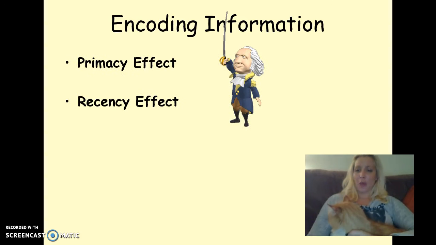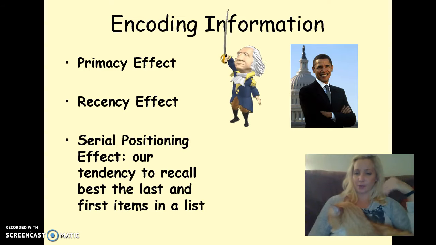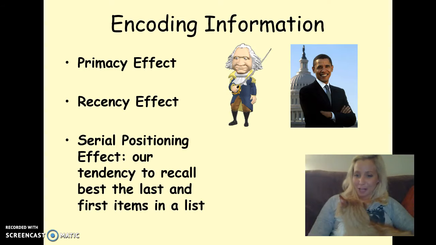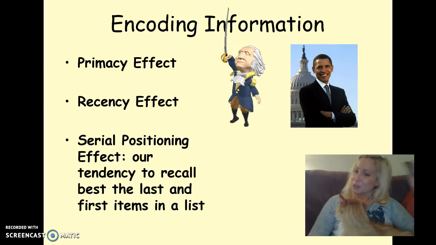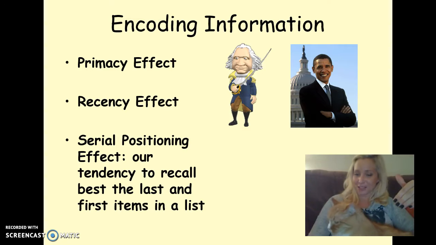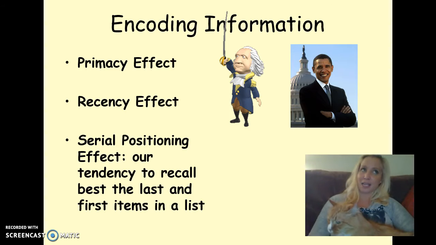Encoding information, we know that there's something called the serial positioning effect. Remember I asked you guys to recall the list of presidents, right? Primacy effect is when you're more likely to remember George Washington, or the first people you met, and the last people you met would be the recency effect, okay? But together, those are the serial positioning effect. More likely to remember things at the beginning and end of a list.